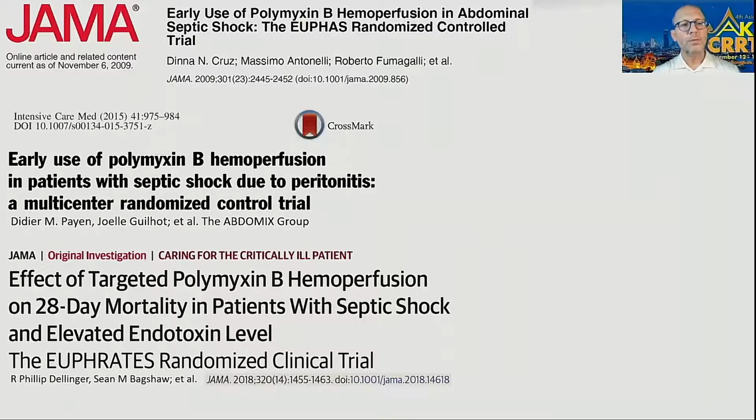The randomized controlled trials with endotoxin adsorbers performed in Europe and North America had conflicting results. The Italian study, EUPHAS, polymyxin B hemoperfusion, significantly improved hemodynamics and improved organ dysfunction and reduced 28-day mortality. On the contrary, in the French study, the Adamik trial, no benefit was observed in polymyxin B hemoperfusion group.